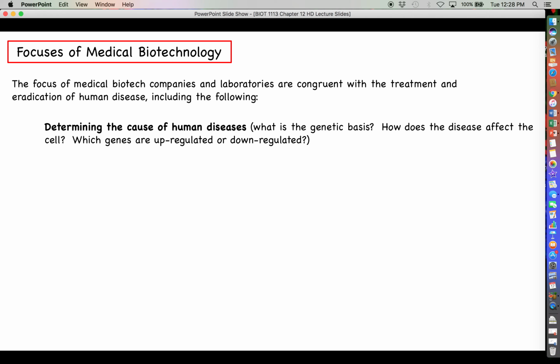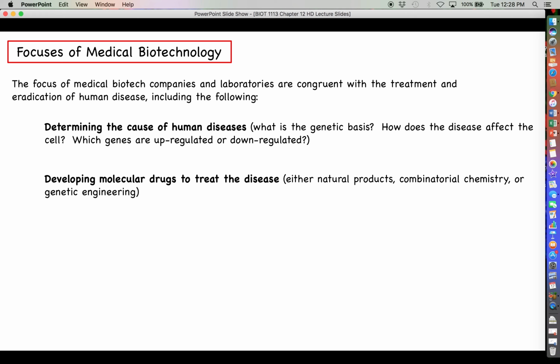Number one, this is mostly academic in nature, but we want to determine the cause of human diseases, and that's going to make the treatment a lot easier. So a lab that focuses on something like this is going to ask questions like, what is the genetic basis of this disease? Is it caused by a mutation? Is it autosomal recessive? Is it autosomal dominant? How does the disease affect the cell? What is the specific mechanism? Which proteins are involved? Which genes are upregulated or downregulated? So essentially, asking these sorts of questions and learning as much as we possibly can about the disease is going to make developing treatments a lot easier.